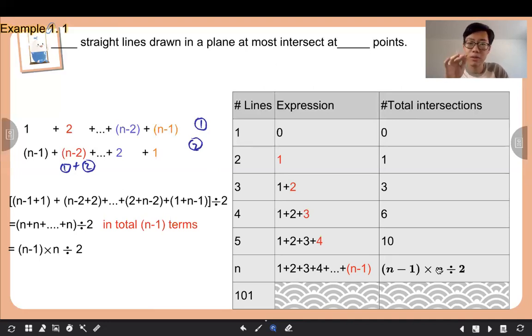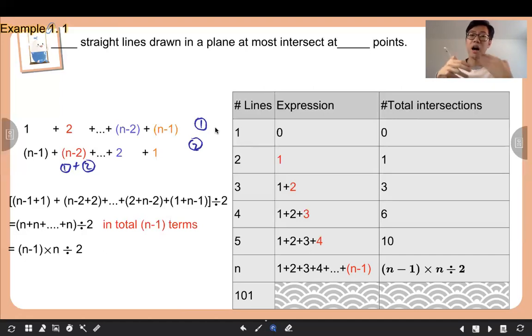Why do we divide it by 2? Remember, here we have two same formulas, but in different order. And what we get here by adding them together, the sum, is actually 2 times what we want. So we divide it by 2 at the end.